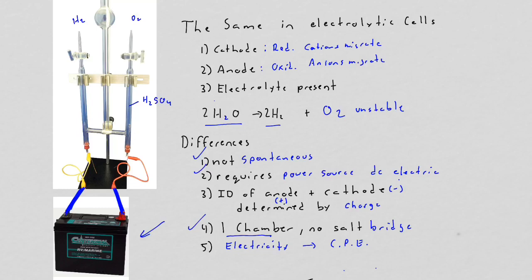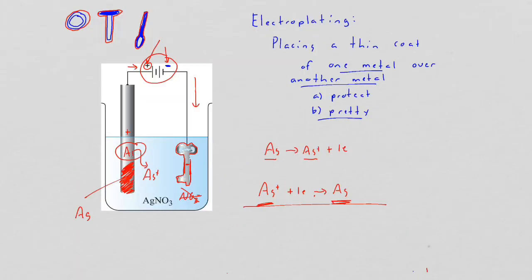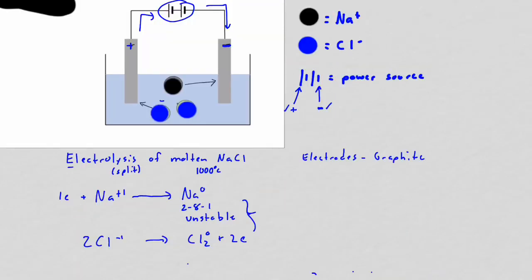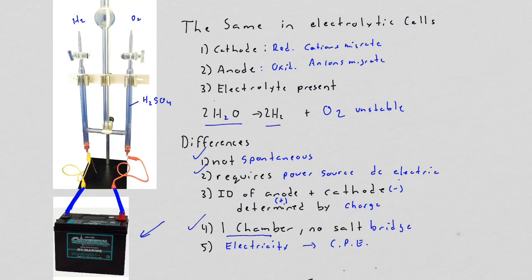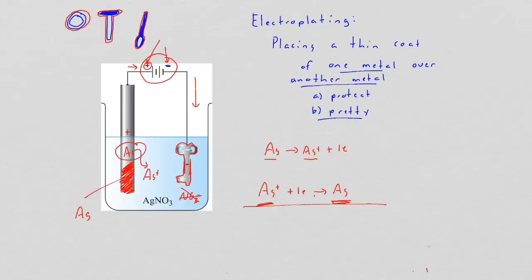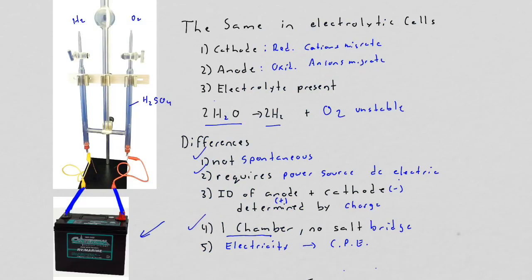There'll be only one chamber. You notice in both these diagrams here and here, there's just one chamber. There's not two chambers. There's no salt bridge. All right? You're going to require a power source. In both these diagrams, you see a power source, and in my original diagram, there's a power source. All right?